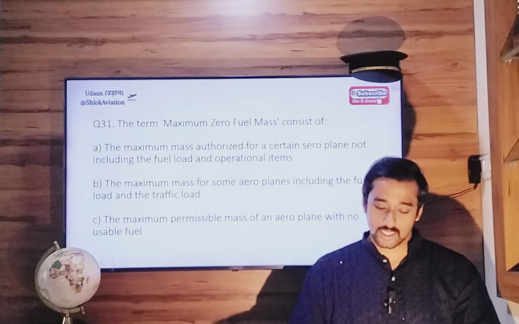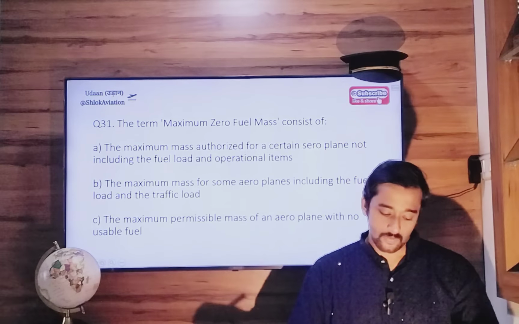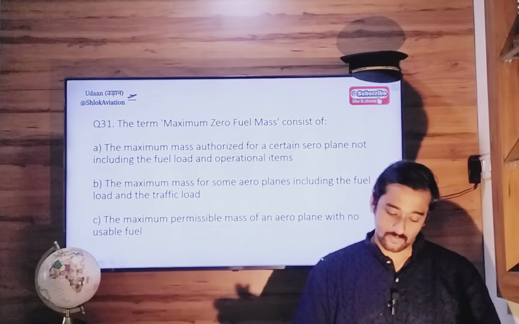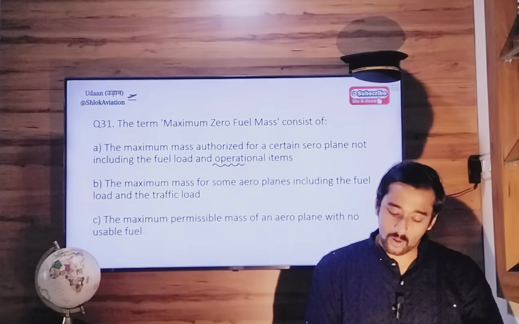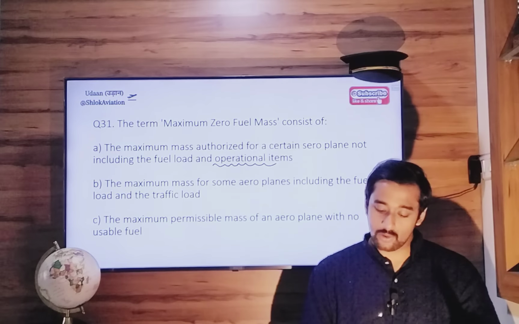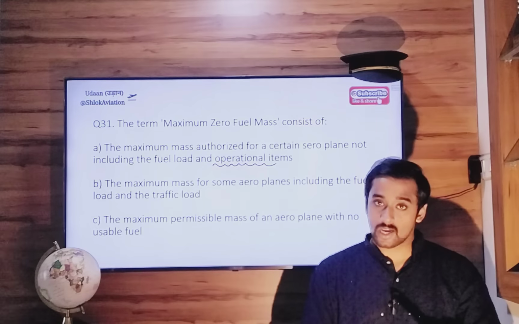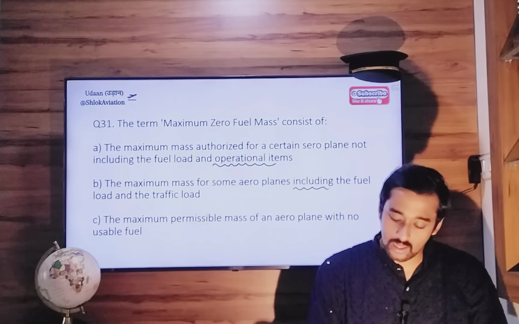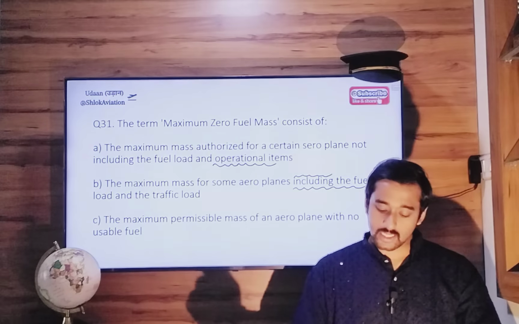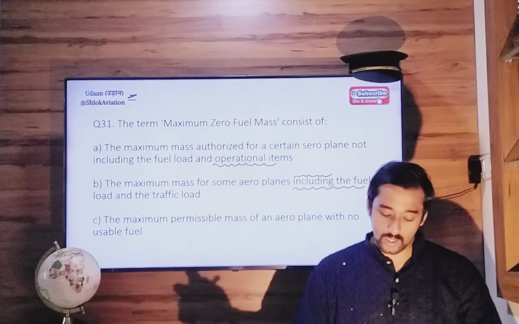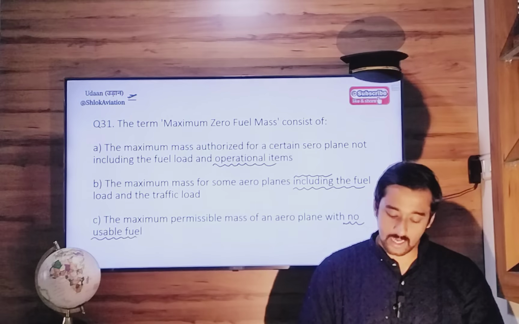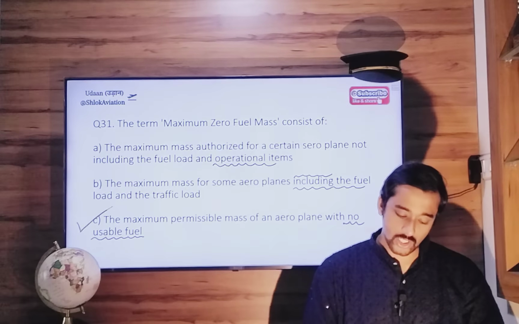Mass authorized for a certain aeroplane, not including fuel load and operational items. So pay attention to the word operational items. Maximum mass for some aeroplanes, including the fuel load and traffic load. So it includes fuel and traffic. Include is the main word here. Maximum permissible mass of an aeroplane with no usable fuel. No usable fuel is the important keyword here. So the correct option is option Charlie.